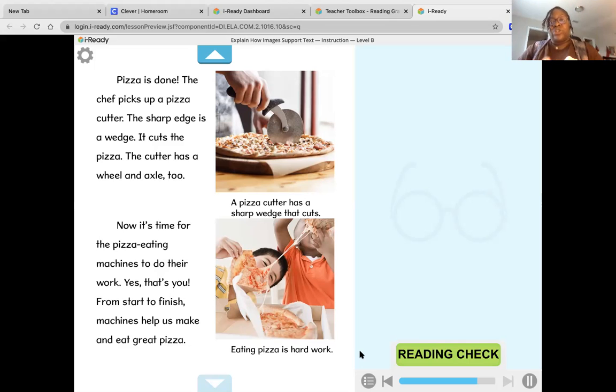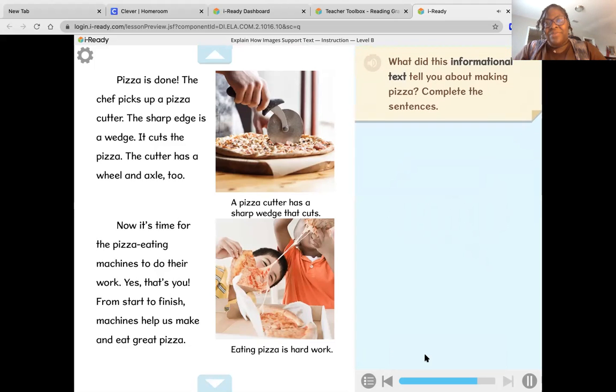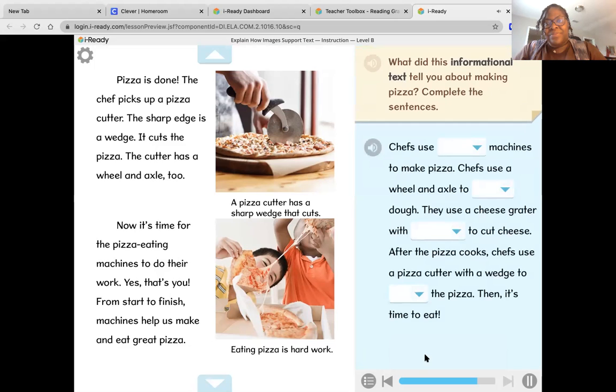Underneath the two pictures are captions. A pizza cutter has a sharp wedge that cuts. And the last caption reads, "Eating pizza is hard work." Let's check our reading. What did this informational text tell you about making pizza? Complete the sentences.